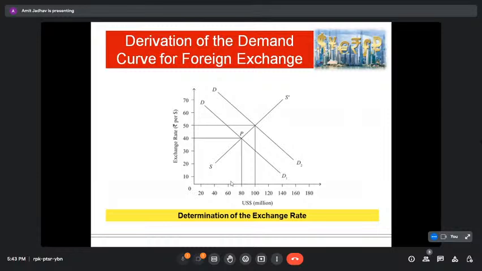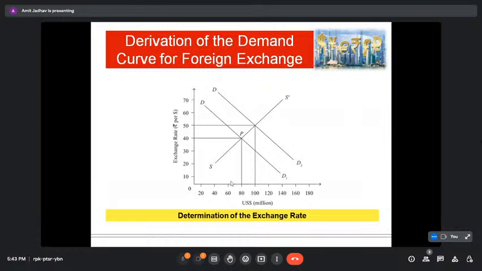If the supply of foreign exchange is constant and does not change, and the demand changes, what happens? The supply of foreign exchange becomes smaller than the demand for foreign exchange, which causes the exchange rate to increase. So at point P, we have the exchange rate of 40 rupees in terms of the dollar.